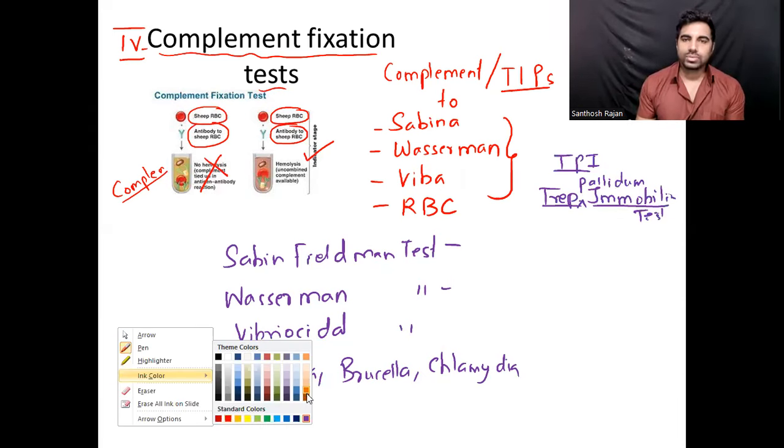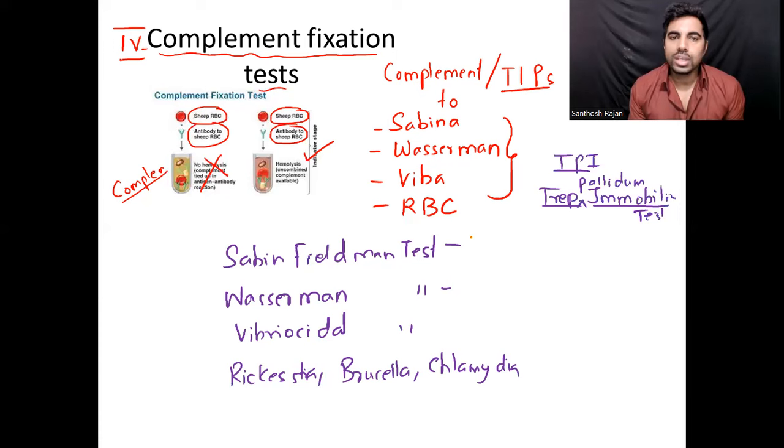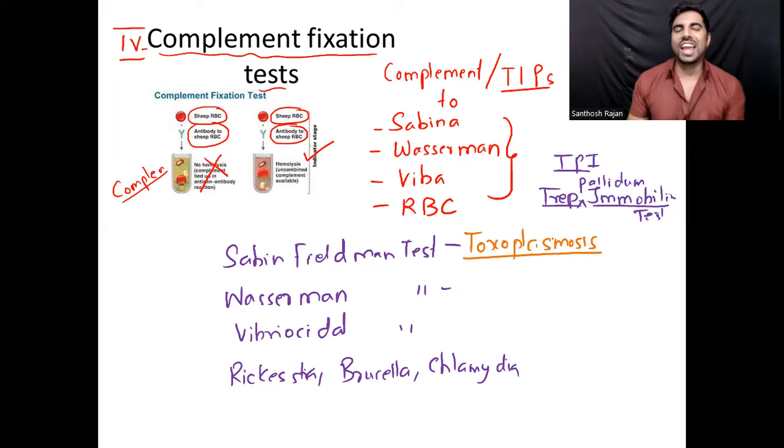Answer me now: where are these tests coming? First was Sabin Feldman, which is used in toxoplasmosis. How do I remember? Sabina is a pregnant woman, so give her a compliment. Toxoplasmosis comes from cats. The definitive host is the cat and man is the intermediate host. It comes from cat litter. So Sabina, the pregnant lady, can get toxoplasmosis from cats, so please give her a compliment. Got it? A frequently asked question in your FMGE.